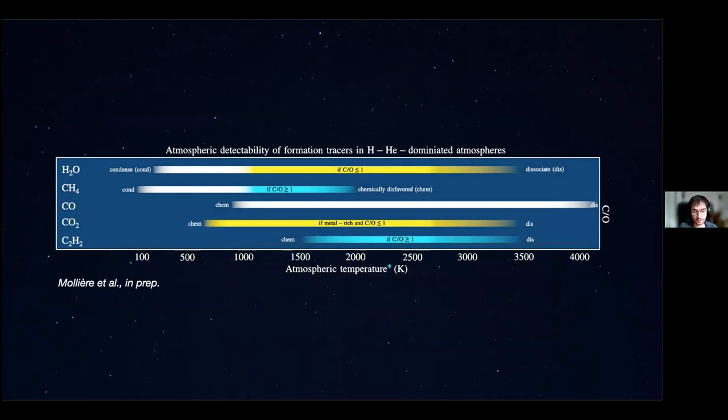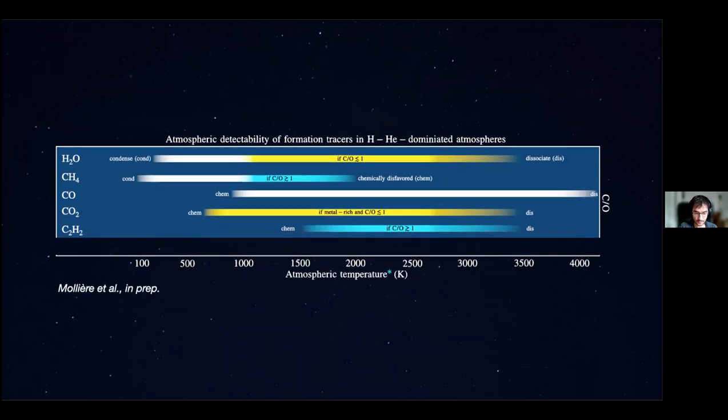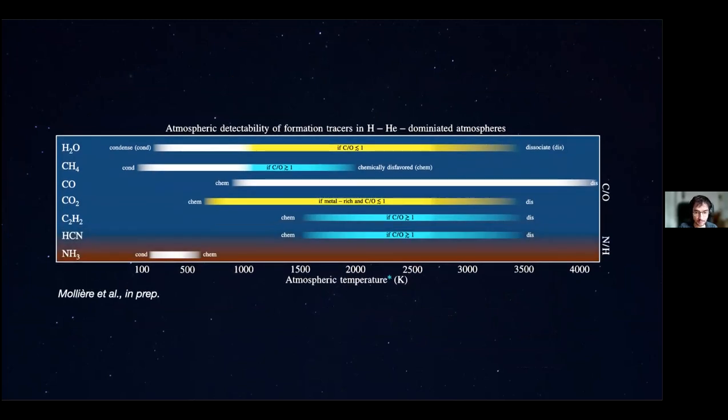And this is all nice and well, but actually in the literature, there's more and more emphasis also being placed on nitrogen-bearing species. So HCN, for example, that traces, of course, kind of the carbon content, but also the nitrogen content of an atmosphere, depending on the temperature and C/O ratio, but also NH3 would be an important tracer. And it has actually been shown that the N/H ratio might be a very useful ratio for tracing formation as well.